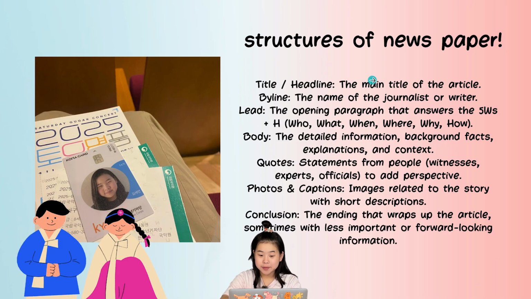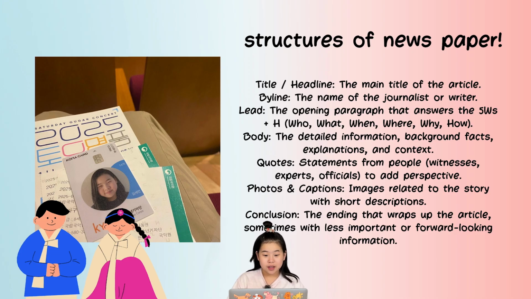Structures of the newspapers and things that we did. I'll make a new newspaper about Bong Bong eating 234 chickens. And now let's start. The title, the headline, the main title of the article. In my case, it'll be something like, a dog named Bong Bong ate 234 chickens in a day. Let's do that. Byline, the name of the journalist or the writer.